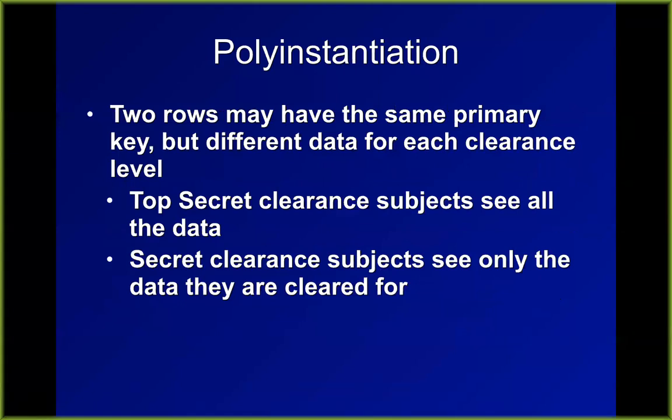In polyinstantiation, you have two rows with the same primary key, but people at top secret see everything, and people at secret will only see some of the data in the record with that primary key. That's called polyinstantiation, where the database delivers different data to different security levels.